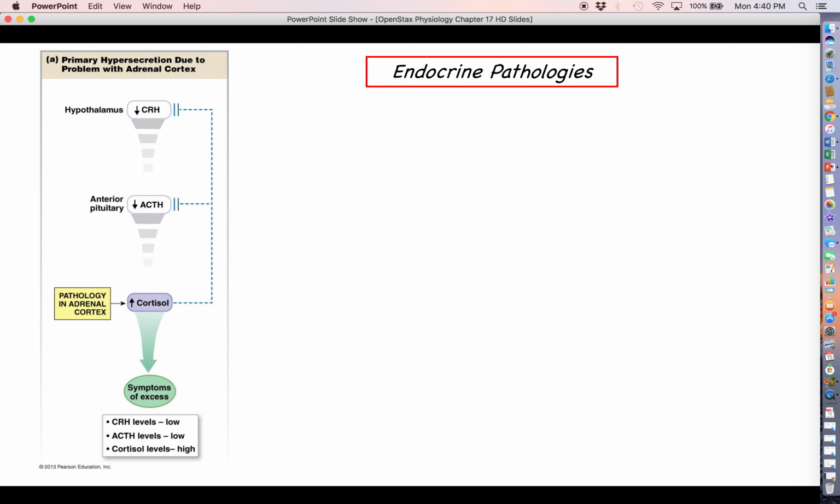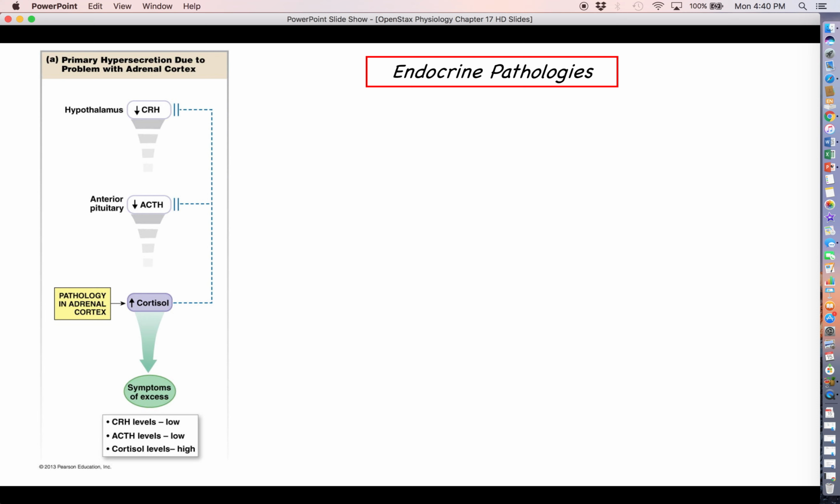Basically, anytime there's a pathology, one of them or all of them or two of them even are going to be either well above the normal range or well below the normal range. You're not really going to see many cases where some of these hormones are within the normal range. When something goes wrong, the whole thing tends to go wrong. So what we're seeing in this case is unusually low levels of CRH from the hypothalamus, unusually low levels of ACTH from the anterior pituitary, and unusually high levels of cortisol from the adrenal cortex.